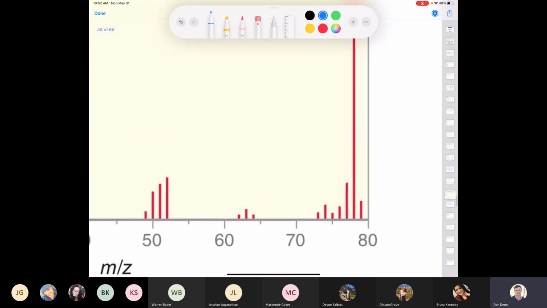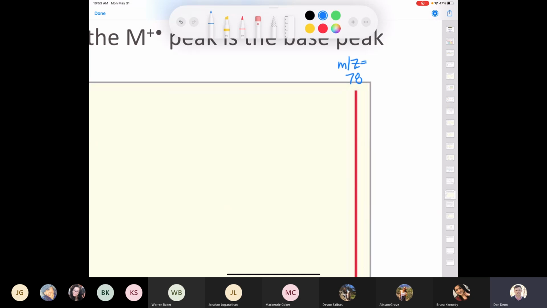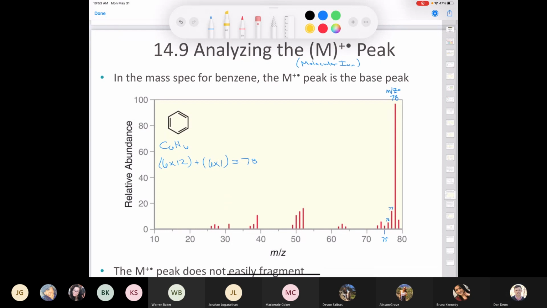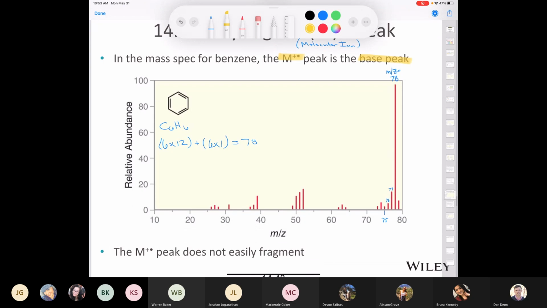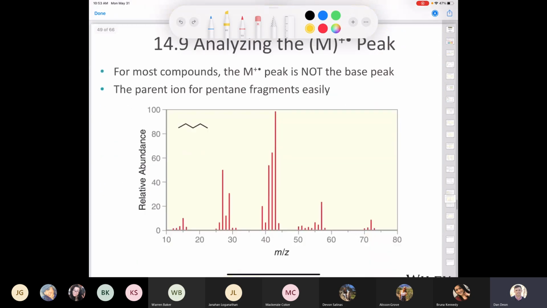Look at our mass spectrum. Here you have 75, 76, 77. But look at the molecular ion. It's at a mass over charge of 78. So in this case, our molecular ion is the base peak. The parent is the base peak, and base peak was the tallest peak. You can see that benzene is actually a very stable compound. Are there fragments? Sure, there's some here, there's some here. But there aren't a lot of fragments compared to something like this.